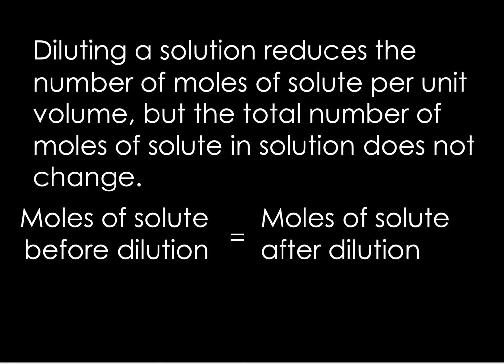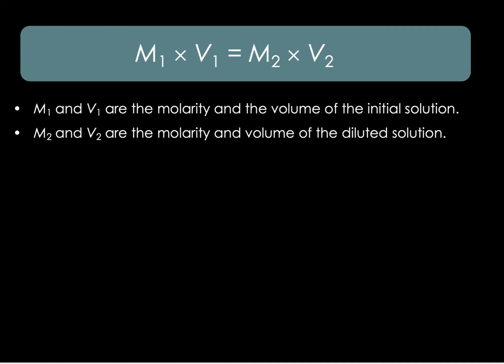Diluting a solution reduces the number of moles of solute per unit volume, but the total number of moles of solute in solution does not change. So moles of solute before dilution equals the moles of solute after dilution. And here's our equation: M1 times V1 equals M2 times V2. When we do a calculation, you do not have to include the times sign. You can put them together because it still means multiplication. M1 and V1 are the molarity and the volume of the initial solution, and M2 and V2 are the molarity and volume of the diluted solution.